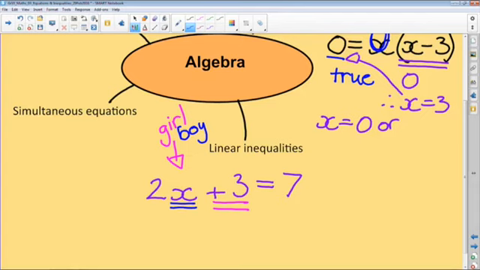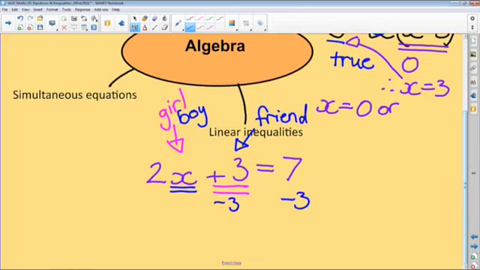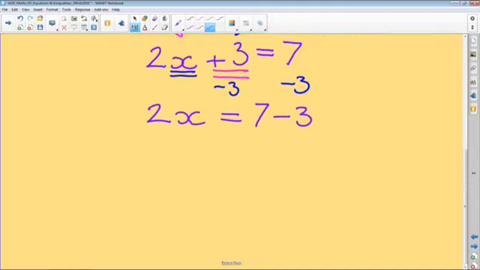So who is the friend? Here is the friend. We don't like the friend. We send the friend to the other side. Now mathematically, what we're doing is we're subtracting 3 from both sides of the equation. But of course, we never talk like that. We just say we're going to move 3 to the other side. It's not moving. We are subtracting it from both sides, but we're lazy, so we only show that part. So now we have 2x is equal to 7 minus 3, which is 4.